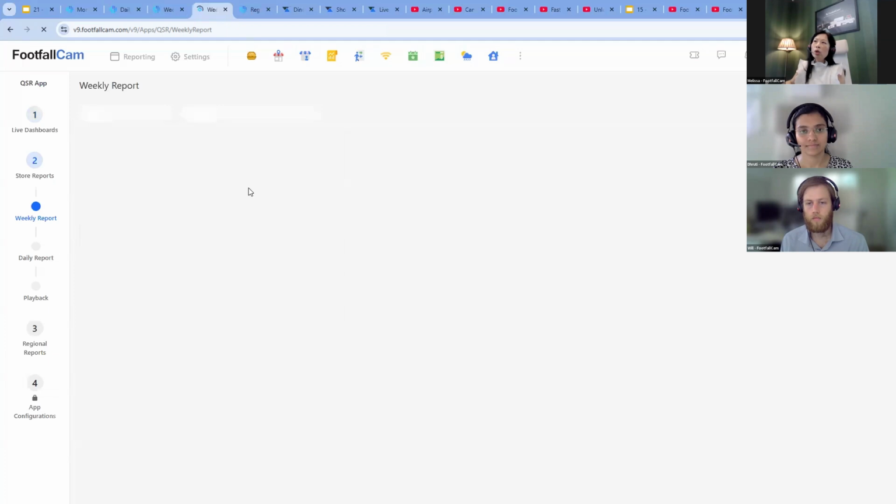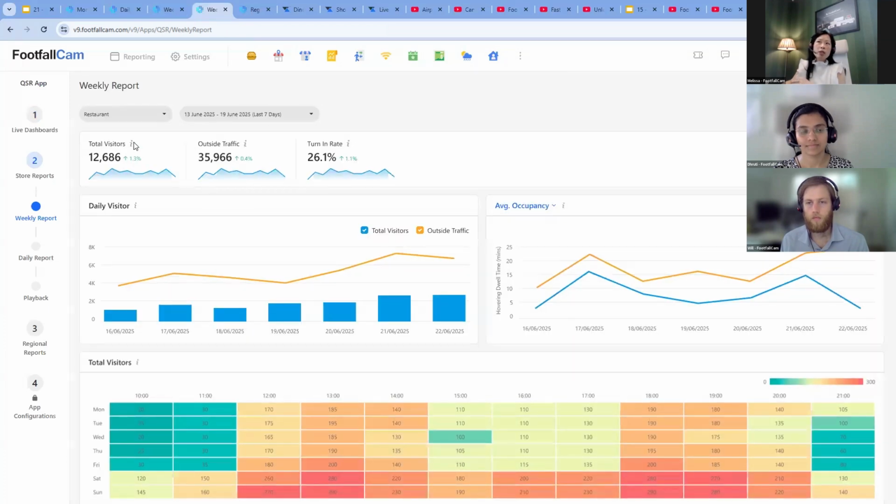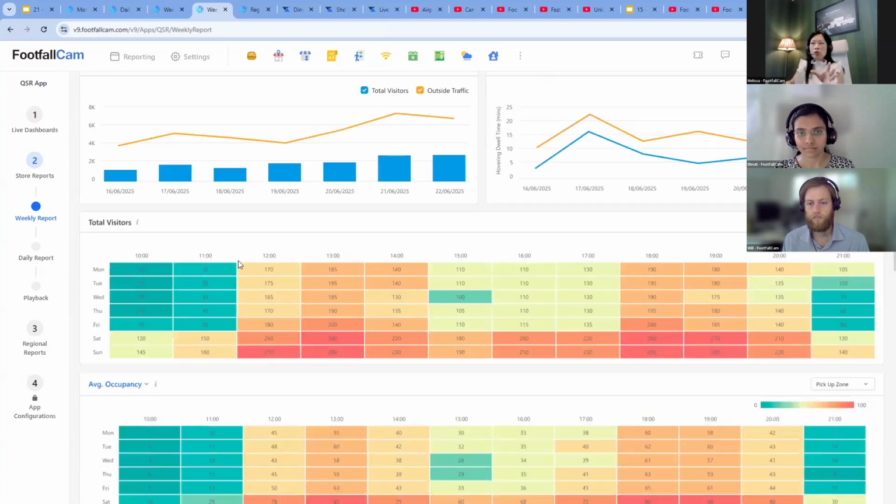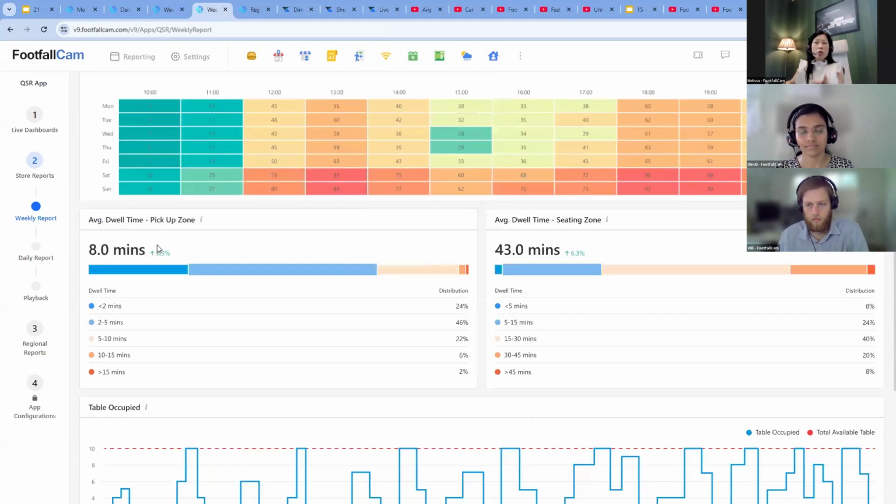You can look at the weekly report. Again, this one is total visitors across all your different restaurants, outside traffic, turn-in rate, your daily visitors over the last 7 days, how many are outside, how many actually come in, your average occupancy in your pickup zone and in your sitting zone, your visitor time over the last 7 days, over the different times when you really peak, when you're very quiet, occupancy likewise, dwell time. How long on average do they spend, 8 minutes? Is this good for your store?